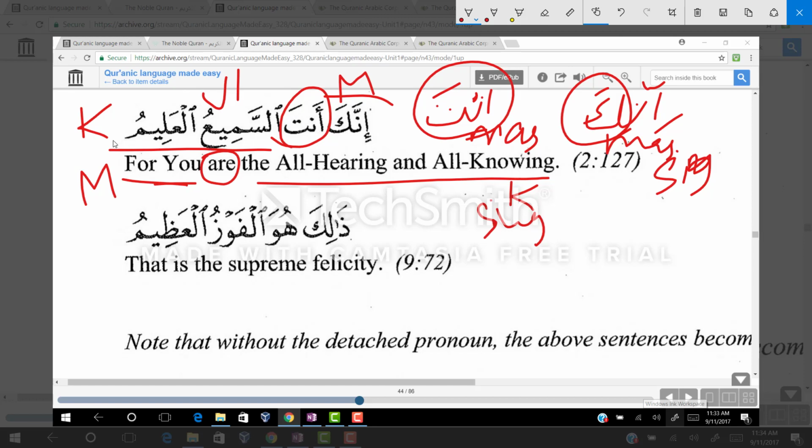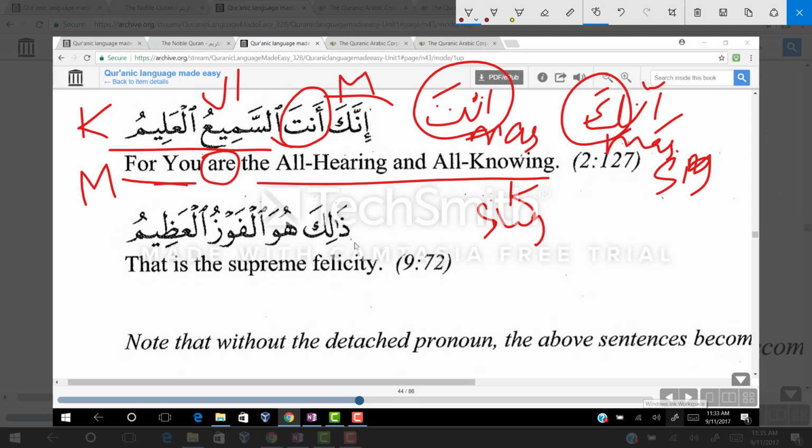So when the khabar is a marifa noun, that is as-sami'u al-alimu, then the detached pronoun anta, which is in accordance with the gender and number of the mubtada, that is the ka, is placed in between the mubtada innaka and the khabar as-sami'u al-alimu. For you are the all hearing and all knowing.